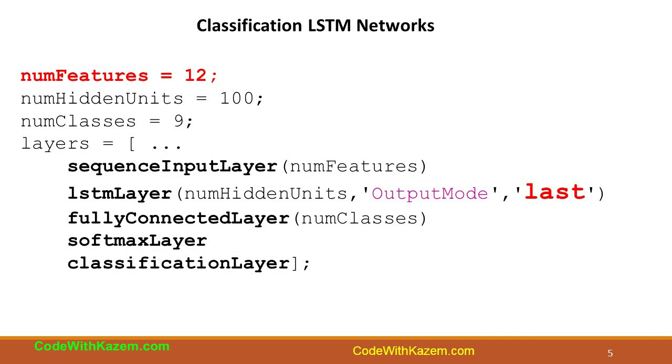The next layer is the LSTM layer. For the LSTM layer, specify the number of hidden units and the output mode last. In this example, the number of hidden units is 100. Set the size of the fully connected layer to the number of classes. We are writing a classification LSTM, so we must define the number of classes. You do not need to specify the sequence length.